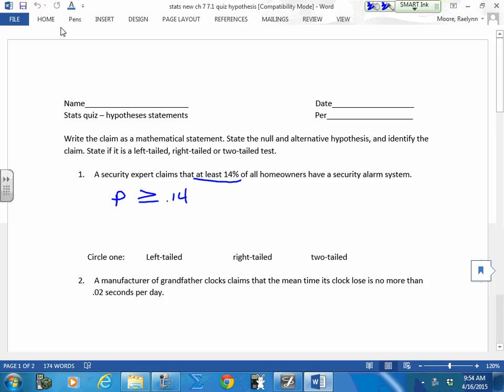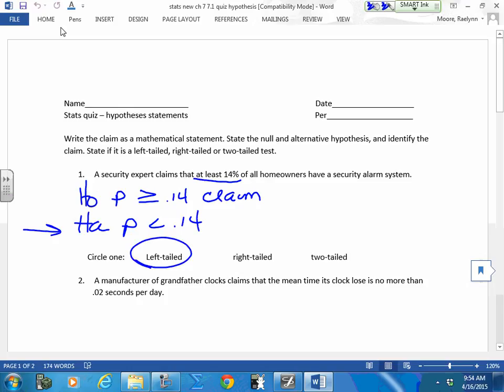And you said this is the claim. Is this the H0 or the HA? H0, because it has an equal sign. HA would be what? P is less than. And the test follows the HA. Which way does the arrow point? Left. This is a left tail test.